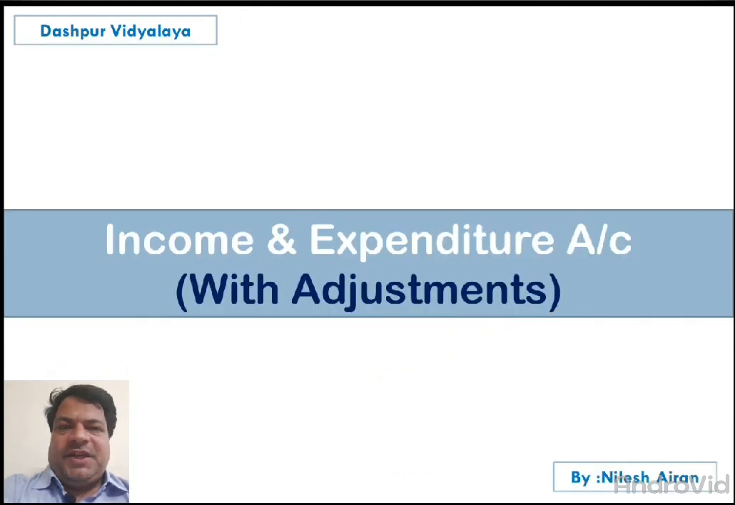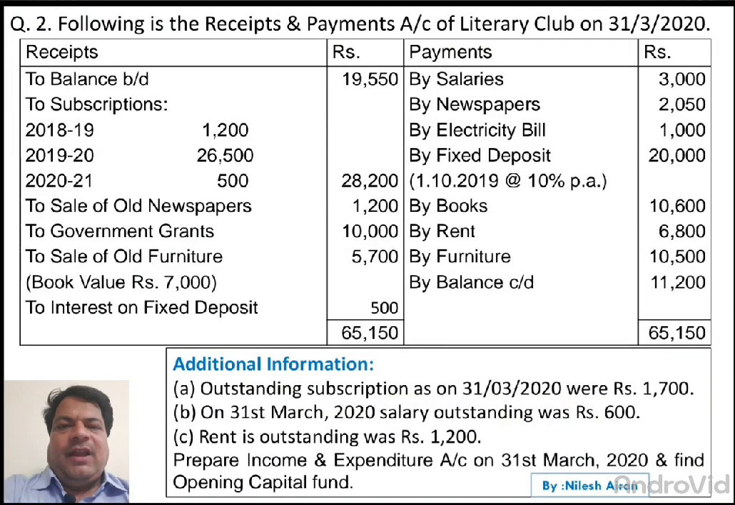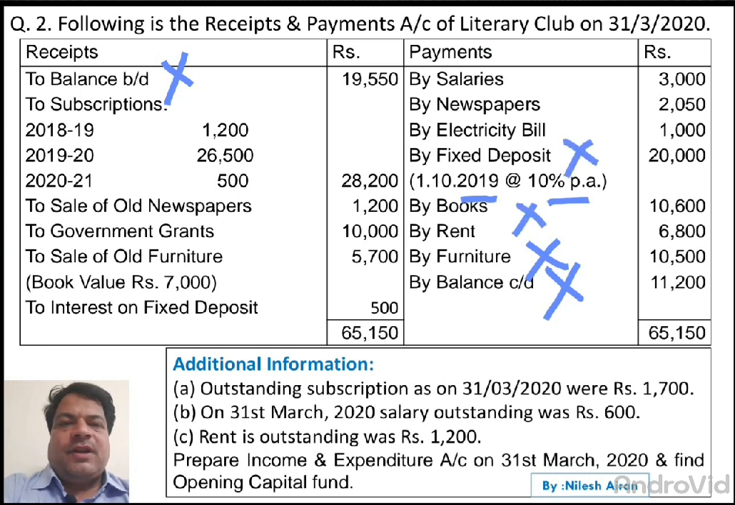Let's see the same kind of question with adjustments. If we are given adjustments along with the question, then the adjustments are also included. You can see here the fixed deposit is given with a date as well as the percentage. So we'll have to calculate the amount of interest also. Here the same opening and closing cash balance will not be transferred. Furniture, books, fixed deposit will not be transferred to the income and expenditure account. Government grants will not be transferred. We are given sale of furniture, but we have to include only the gain or the loss on sale of fixed asset.